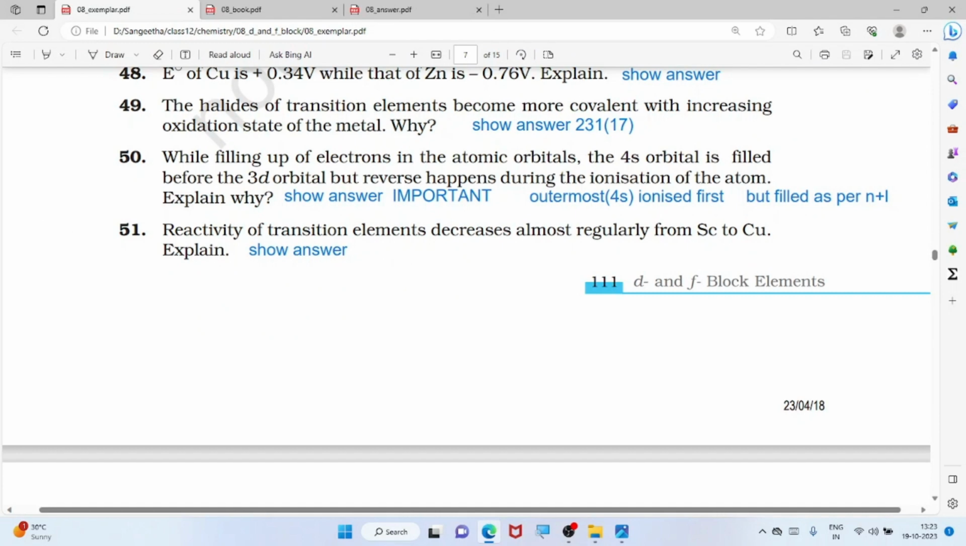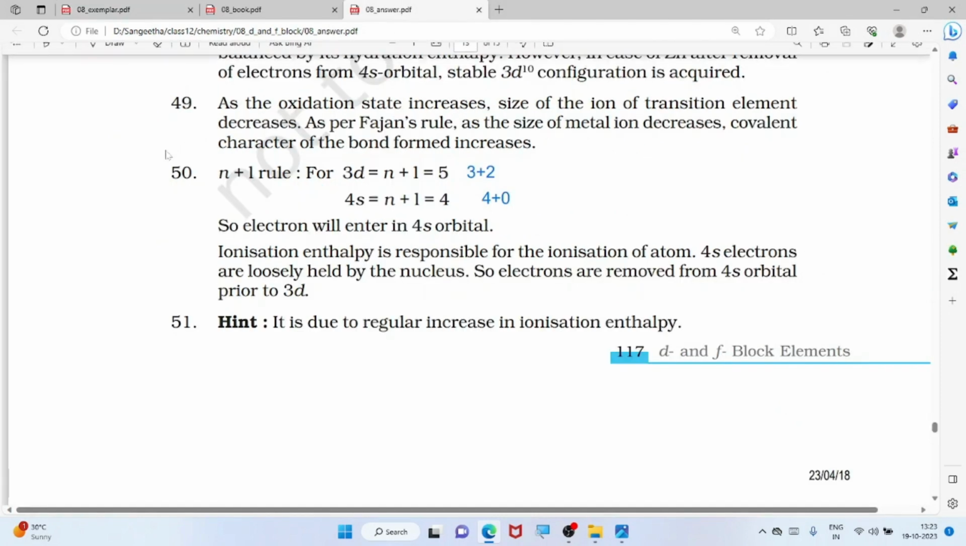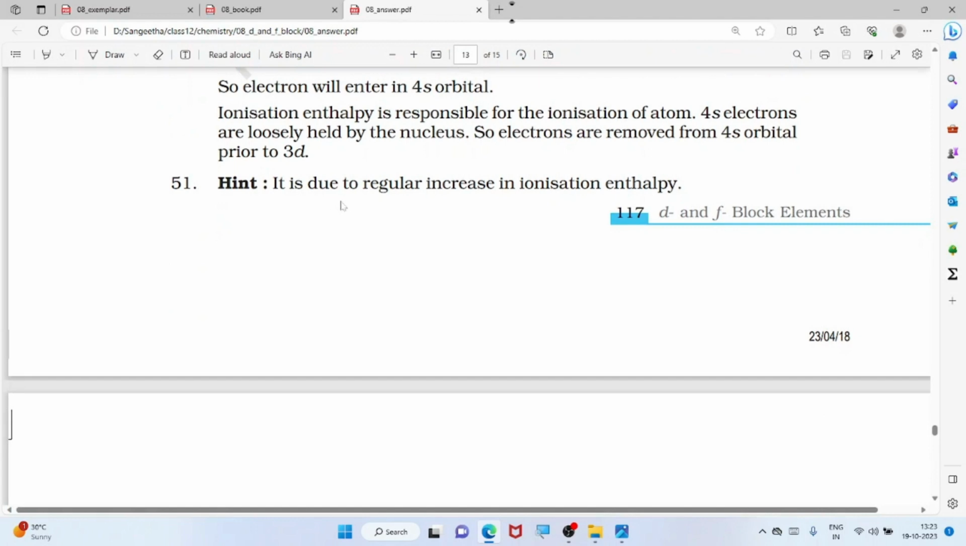Reactivity of the transition elements decreases almost regularly from this. Explain. 51. Due to the regular increase in ionization enthalpy. Increase in ionization enthalpy means a decrease in reactivity.